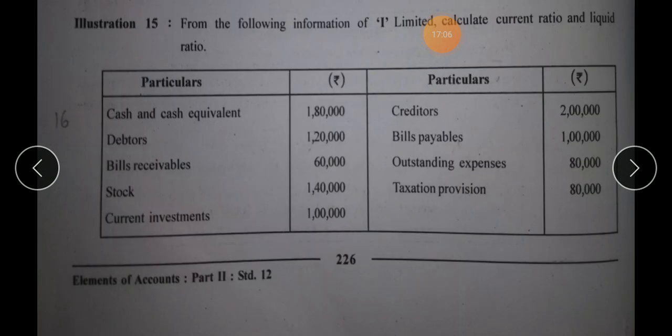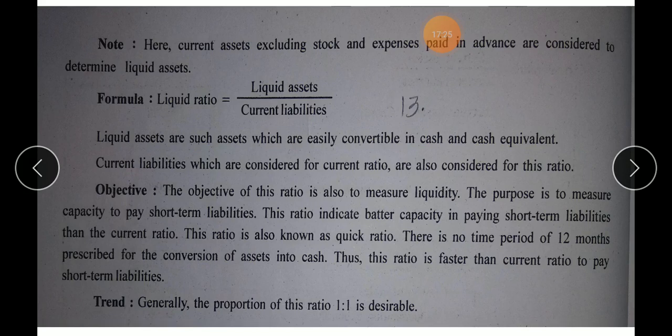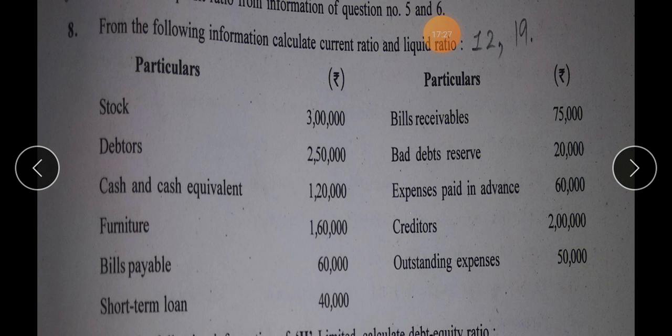Alright? The next illustration, illustration 15 given on page number 226 in your textbook. You are supposed to calculate current ratio as well as liquid ratio. So this illustration is similar to the homework that has been given to you. Yes, of course, this one. Sum number 8 that was given as homework. You were supposed to calculate current ratio only, but the question says you are supposed to calculate current ratio and liquid ratio.